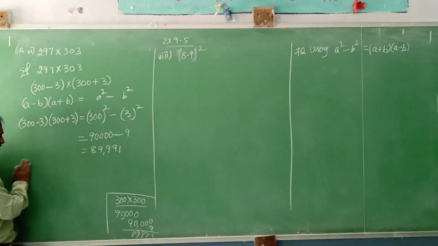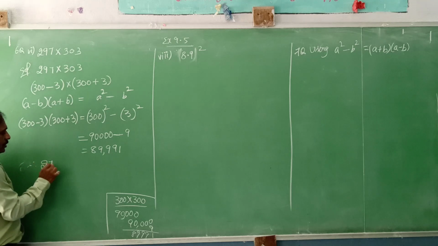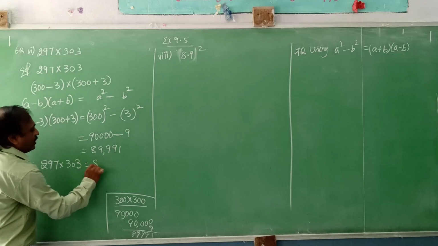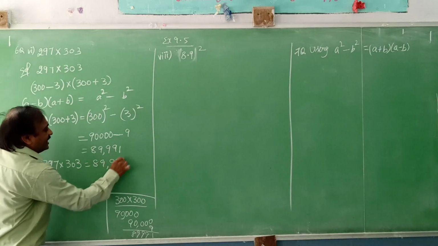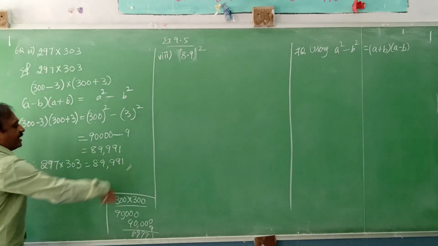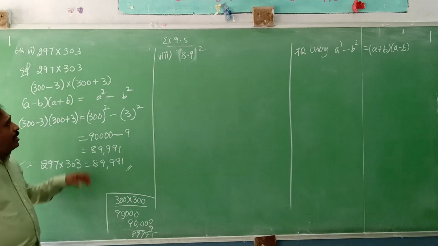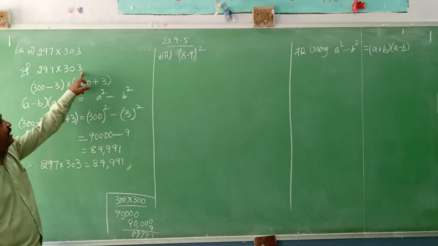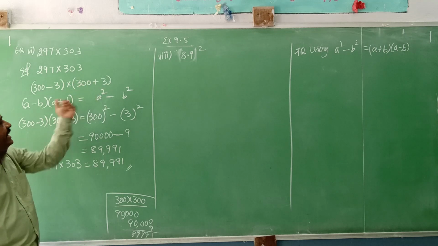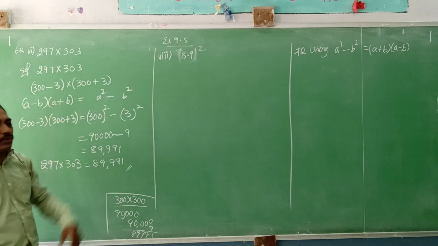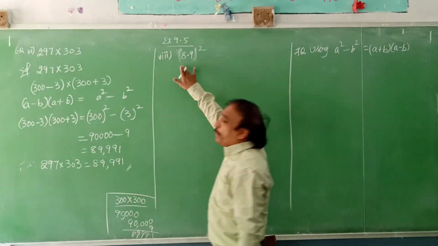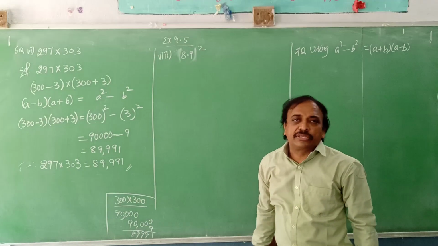Therefore, 297 into 303 is equal to 89,991. Is it clear? We are writing 297 as 300 minus 3, and 303 we are writing as 300 plus 3, applying the identity (a plus b) into (a minus b). Now see the next question, 8.9 whole square.